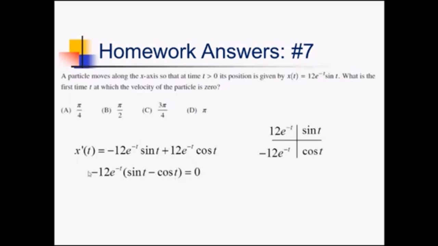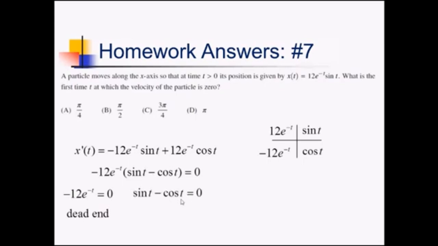Okay, so negative 12e to the negative t, how can we make that equal 0? Well, the short answer is we can't. E always comes out positive. If you put a negative out in front of it, it always comes out negative. It's never going to come out to 0. So we're just stuck with this sine of t minus cosine of t business.